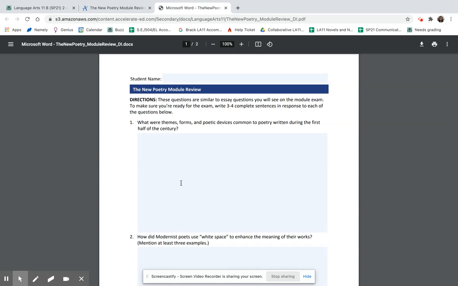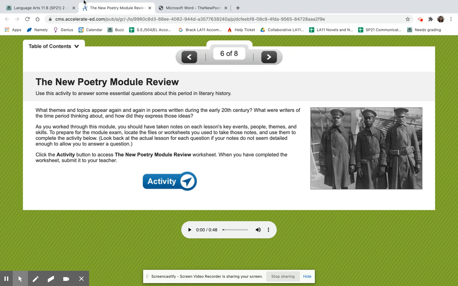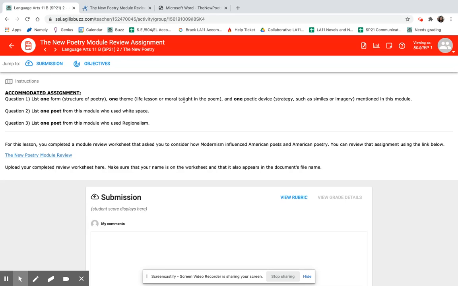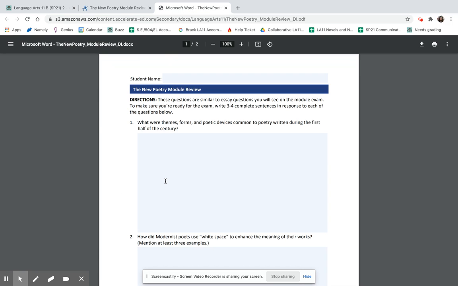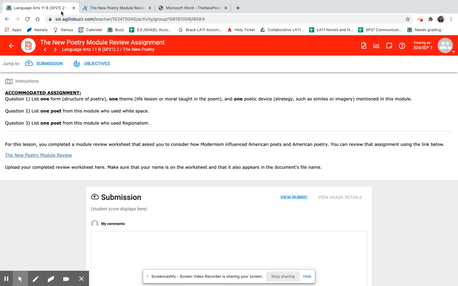You'll type your answers here. Remember, you are identifying and listing what I have. I'm sorry, that's the wrong slide, but you are identifying and listing what I have provided here for you. So if it looks a little bit different in the assignment, never fear, just go back to your questions here, and that's all you'll need to do for this assignment.